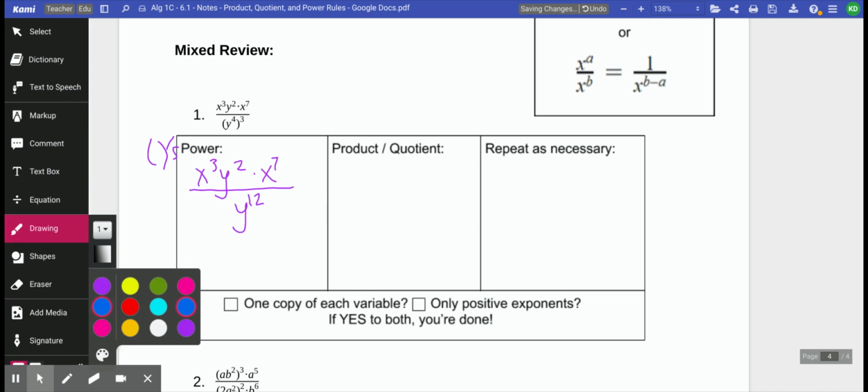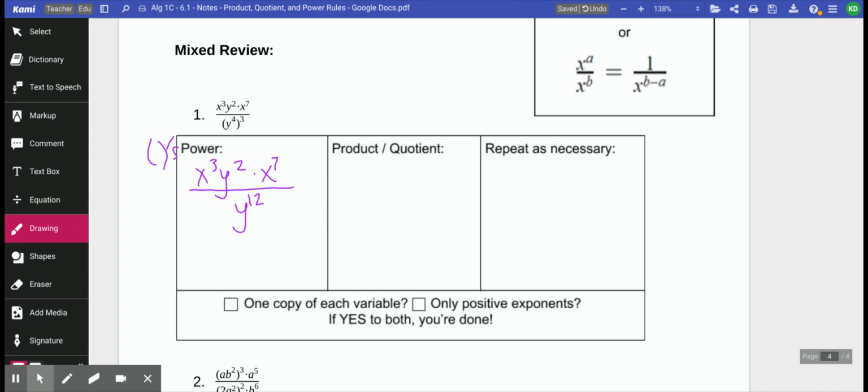All right, I'm going to change my colors, and we're going to do our product rule. So product rule I can do on the top because I have x's that are being multiplied together, right? So they're all on the same side of that fraction bar. They're not being divided. That would be quotient. So we're just going to add those exponents. So x to the 10th, right? 3 plus 7, and then y squared all over y to the 12th.